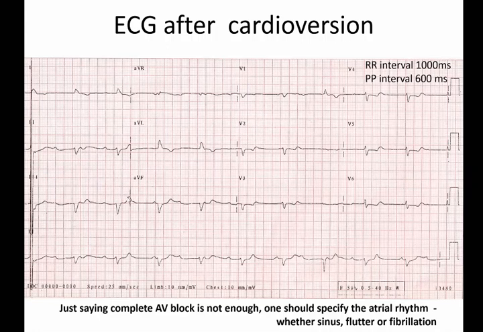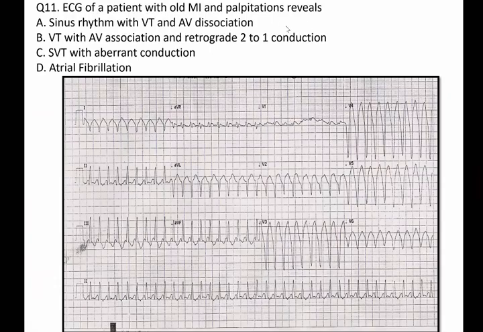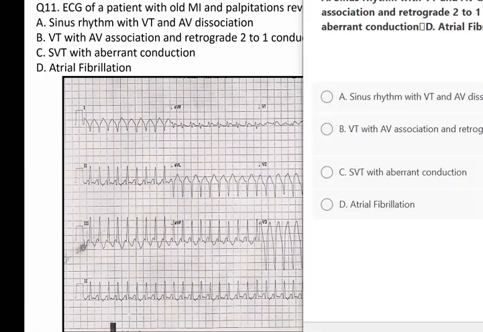Now I'll end with this last ECG and then the conclusion. So this is an ECG of a patient with old MI and palpitation, and it reveals, Chandra, please put on the polling questions. A, sinus rhythm with VT and AV dissociation. B, VT with AV association and retrograde 2 to 1 conduction. C, SVT with aberrant conduction, and D, atrial fibrillation.